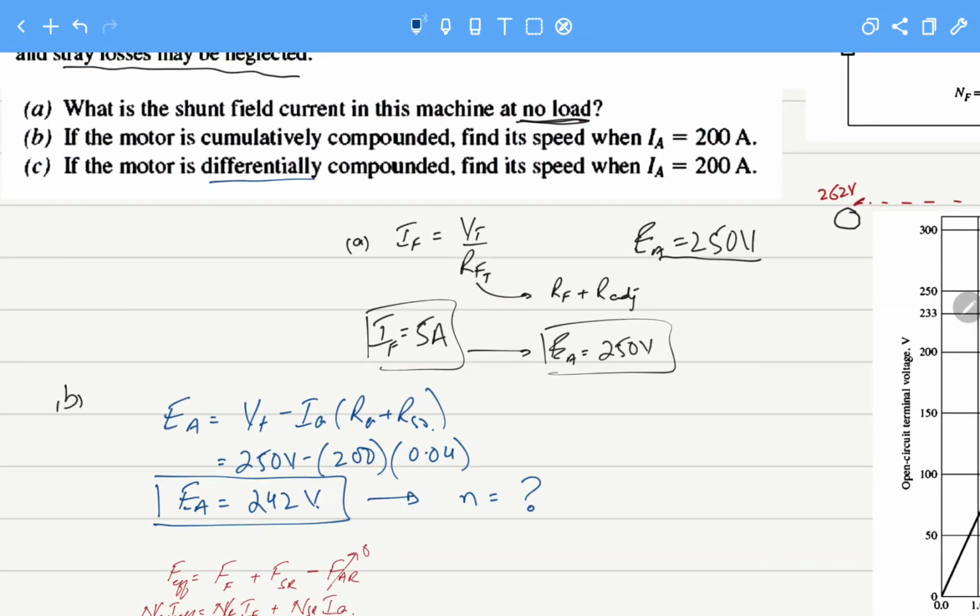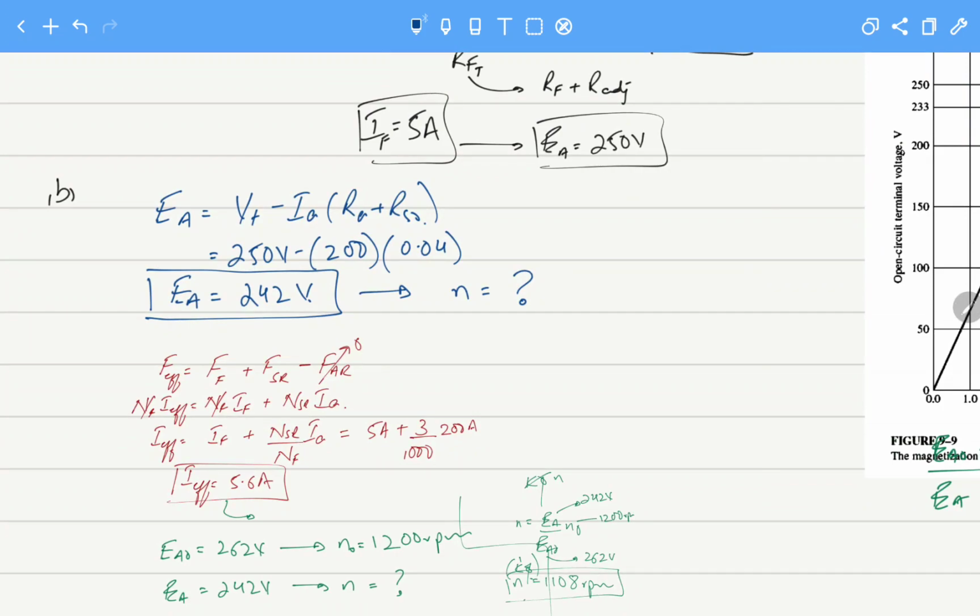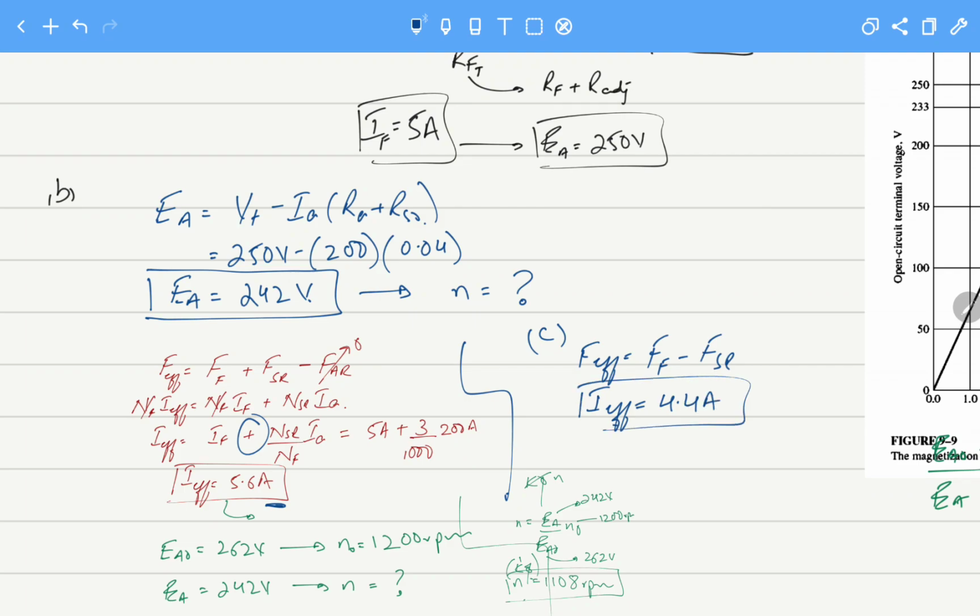So if the motor is differentially compounded, this was for part B, and for part C the effective field will be such that both cancel each other. As they cancel each other, we can calculate the effective field current in this way. Only the sign here is changing. I effective will be 4.4 amperes.